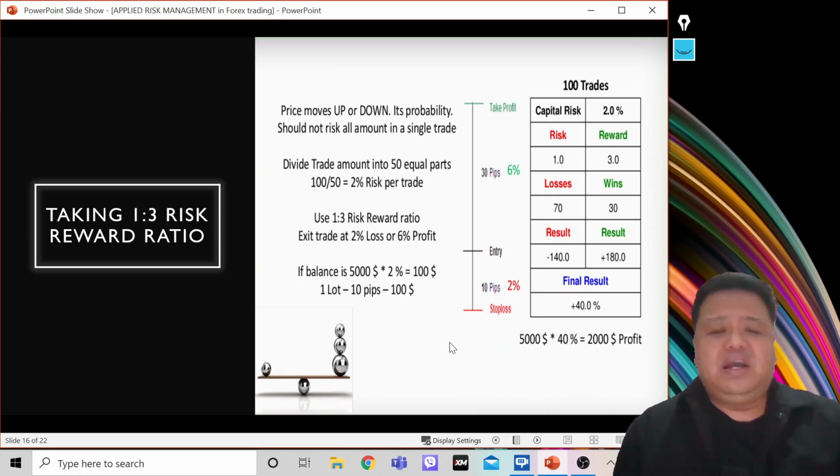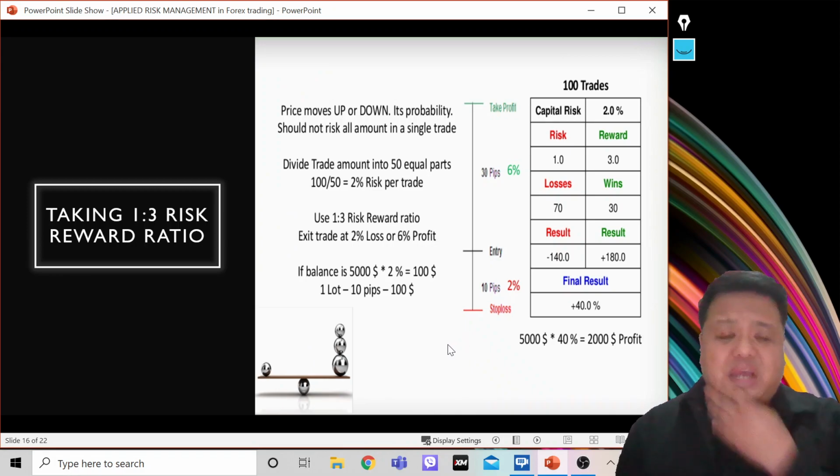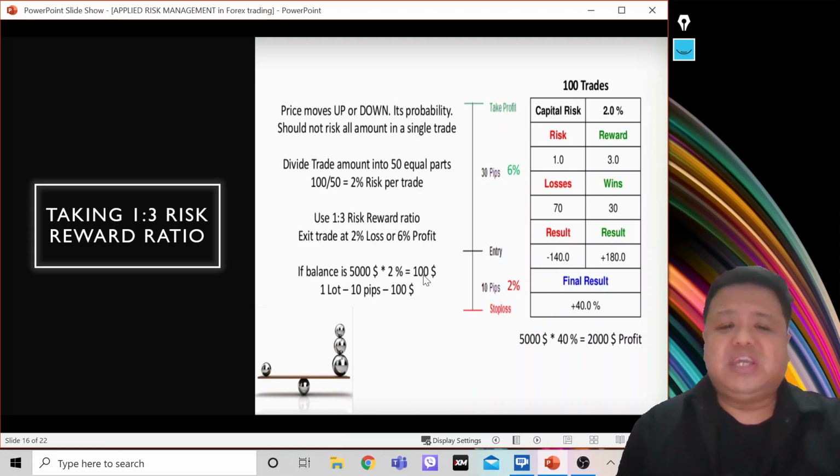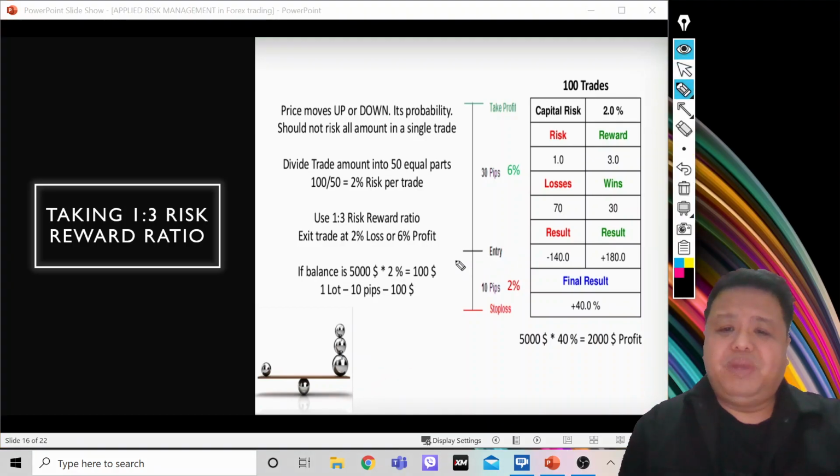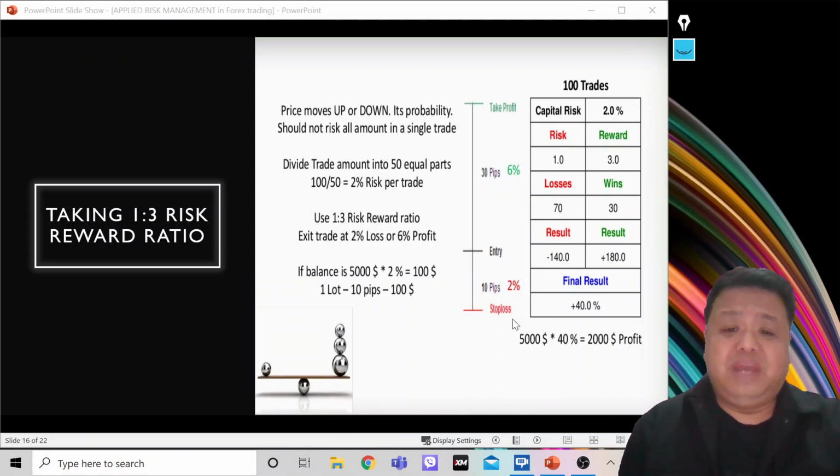So, if you take a 1:3 risk-reward ratio, this is how it is. Let's say I am risking 2% of my account balance of 5,000. Therefore, from my point of entry, hanggang dito lang yung stop loss ko, and this is 2%, but I'm targeting a take profit of 6%. So, this is 1:3. 2 times 3 is 6. Okay? Yan yung ideal natin na mahahanap sana sa ating mga trades.